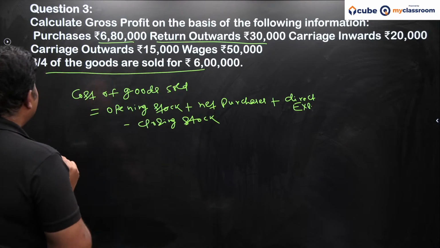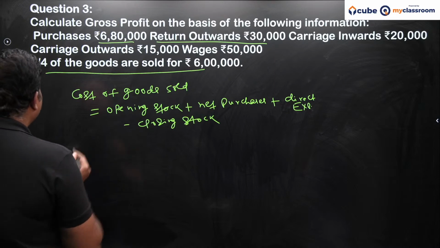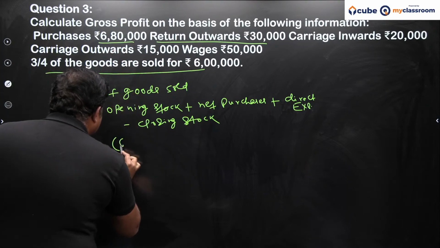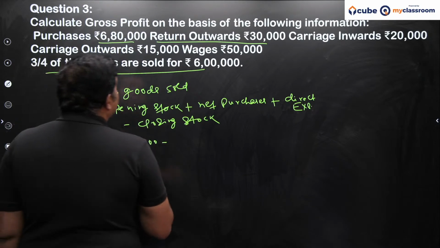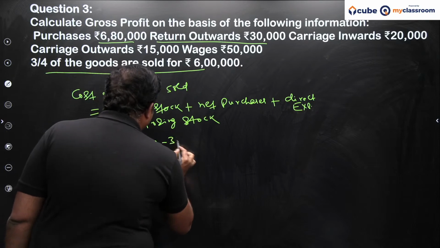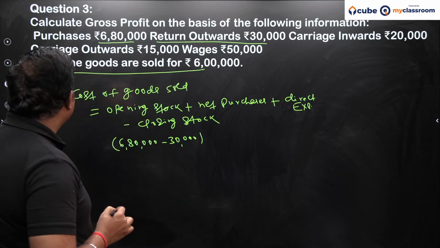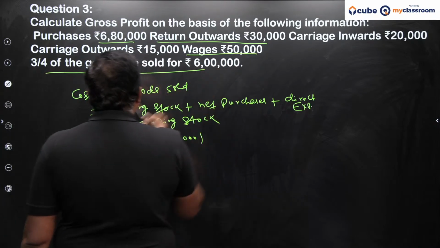So now, opening stock is not given in the question, fair enough. So let's start with the purchases. Purchases is 6,80,000 minus returns outward of 30,000. It will give you the net purchases, that is purchases minus purchase return.